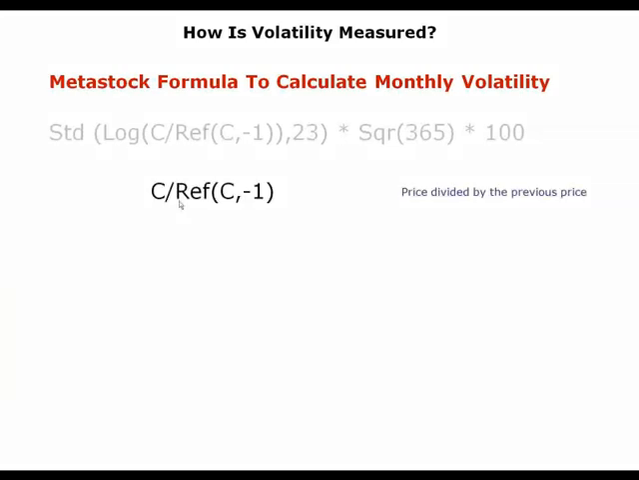The first thing we do is divide the price by the previous price. Here is the MetaStock nomenclature for doing just that. The -1 refers to the day before. The next thing we want to do is calculate a natural logarithm of the price change.